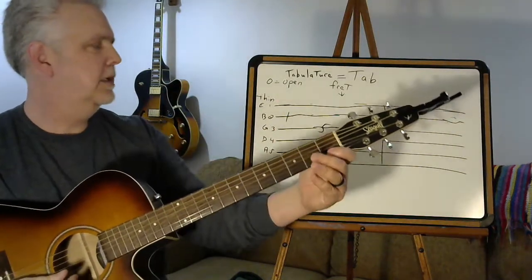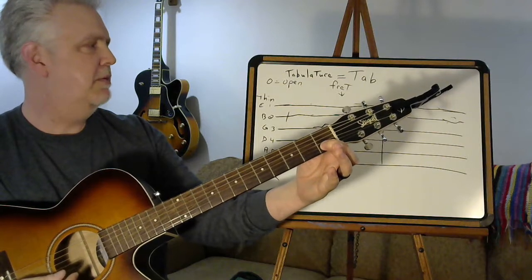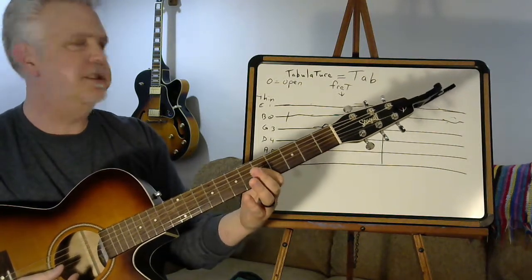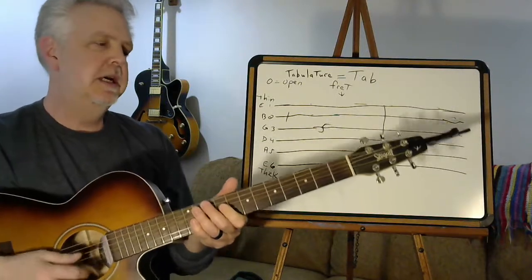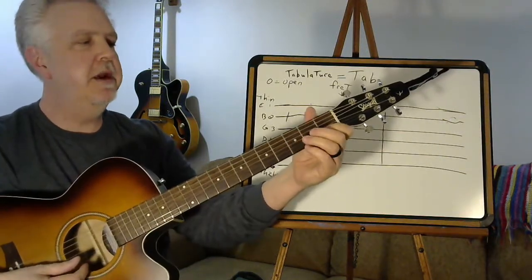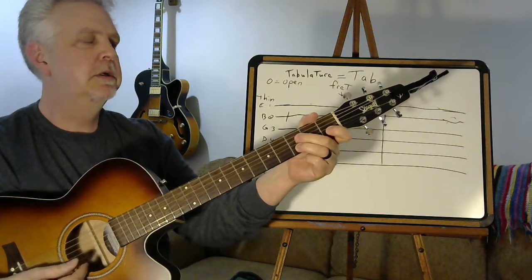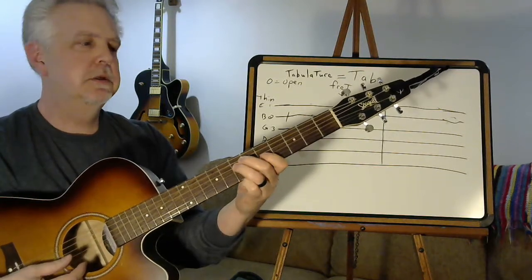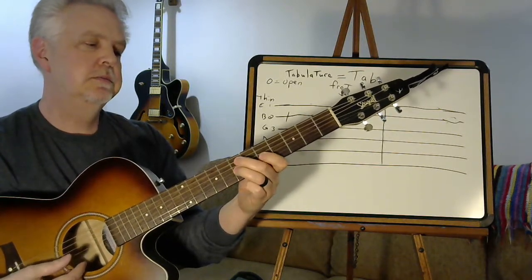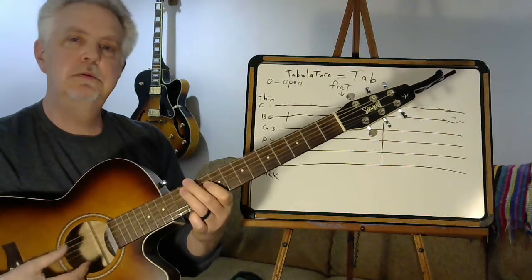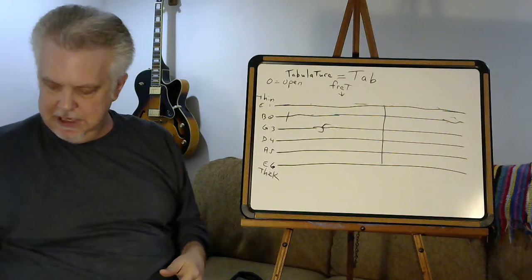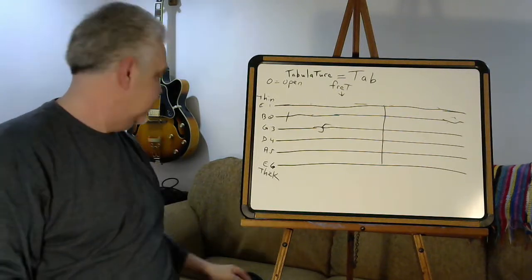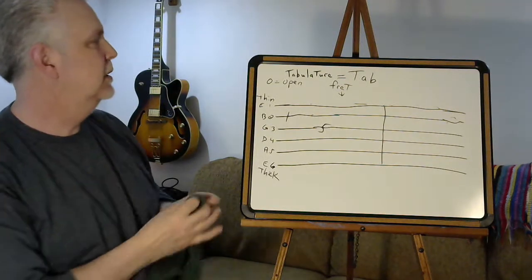So I got C, 1st fret on my B. I have 5th fret on my G string. Those are the same notes. So that's the advantage: instead of playing something here, I could play it here. This tablature would tell me that. It would tell me what fret to play instead of just what note to play.